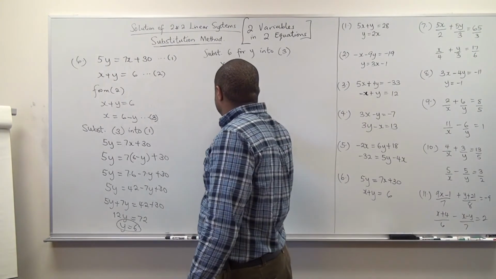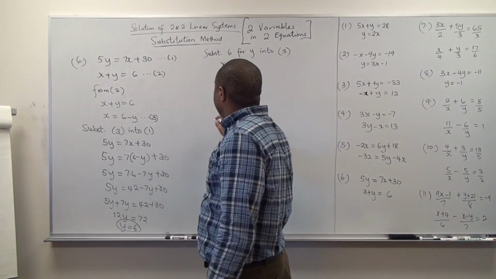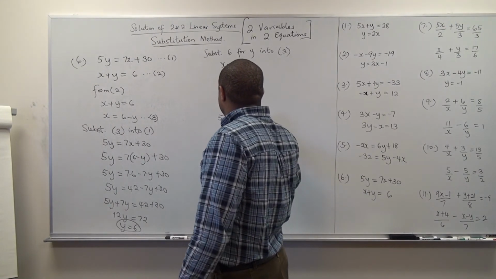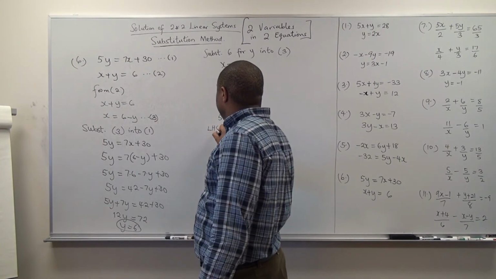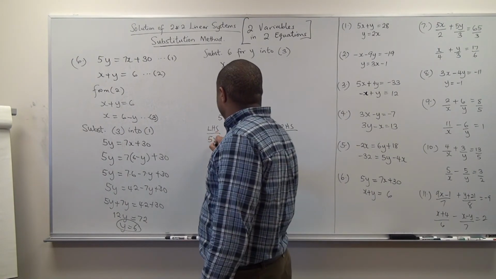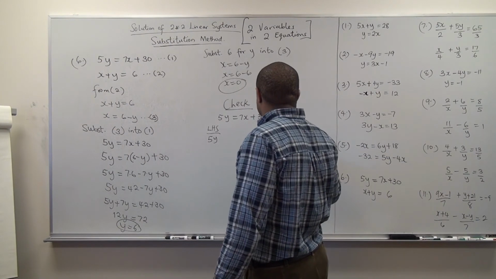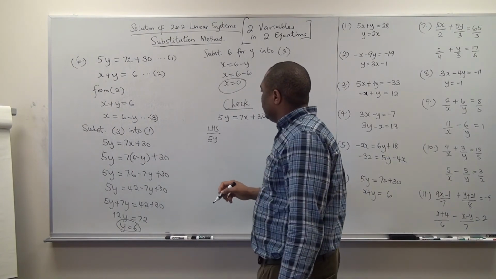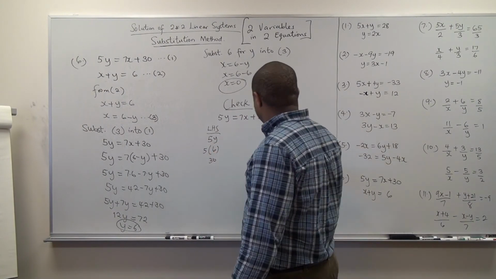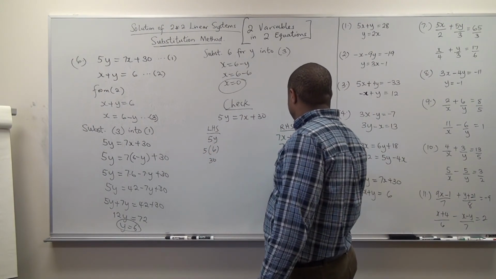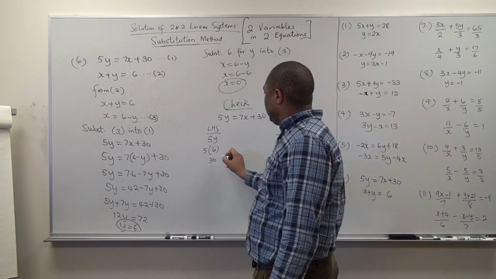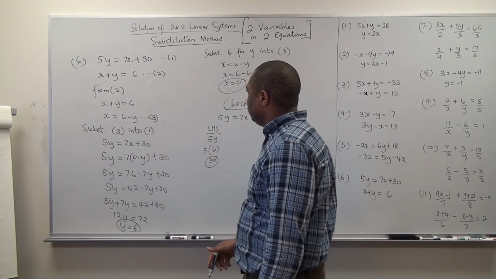Then you check. When you check, you write the main equation. 5y equals 7x plus 30, the first one. Left hand side, right hand side. This is 5y for left hand side. This is 7x plus 30 for right hand side. So here this is 5 times 6, which is 30. Here this is 7 times 0 plus 30. This is 0 plus 30, which is 30. 30 on the right, 30 on the left, we're good.